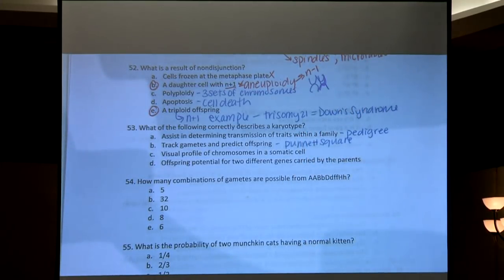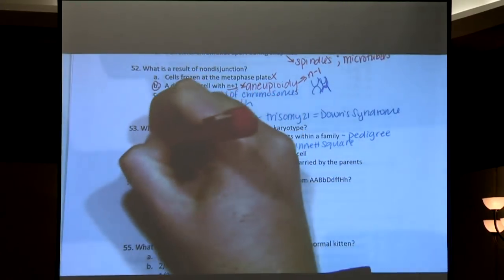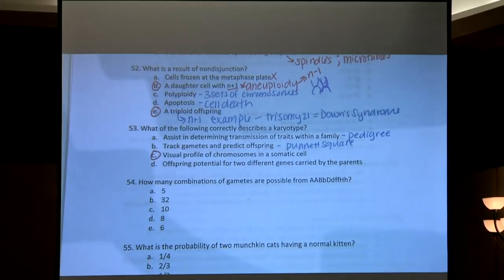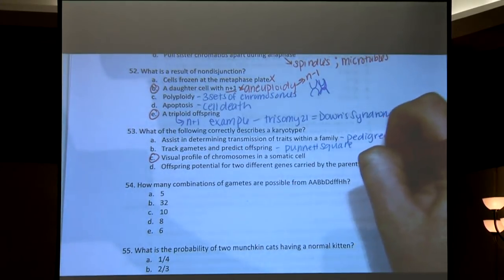Is it a visual profile of chromosomes in a somatic cell? Good. So our karyotype is the visual picture of our chromosomes. Usually we'd see them from the somatic cell. You can also see them from a gamete, they just look different in terms of number of chromosomes. And then offspring, potential for 2 different genes carried by a parent. What does that describe? So this one would be a dihybrid cross.